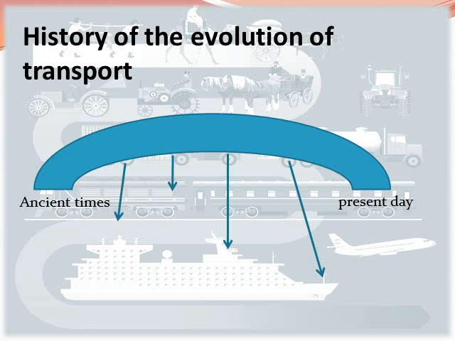Alright, now the history of the evolution of transport. When we look back, we come to know that in ancient times people moved in caravans from one place to another, by using their animals or anything.